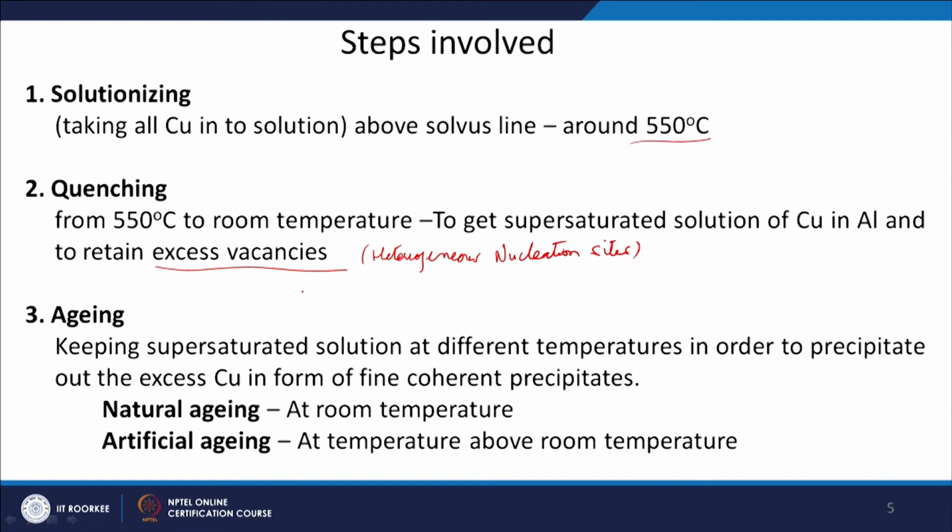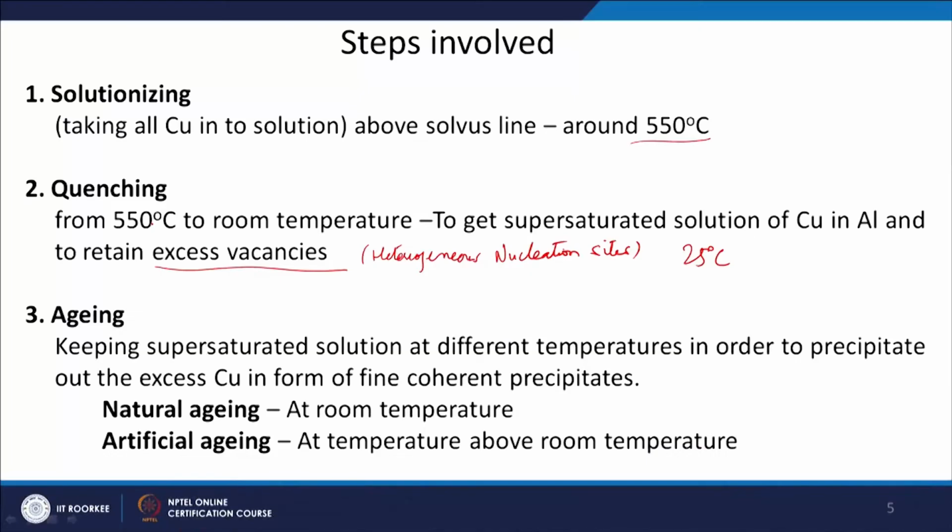If you remember, we said vacancies are thermodynamically equilibrium defects, okay. So at higher temperature you will have more vacancies in the system, at lower temperature you will have fewer vacancies, and at 0 Kelvin you will have no vacancy in the system, okay. So as you increase temperature from 0 Kelvin, the vacancy concentration increases exponentially, okay. So there is an exponential dependence of vacancy concentration on temperature. Temperature may increase linearly, but the vacancies will increase exponentially, okay.